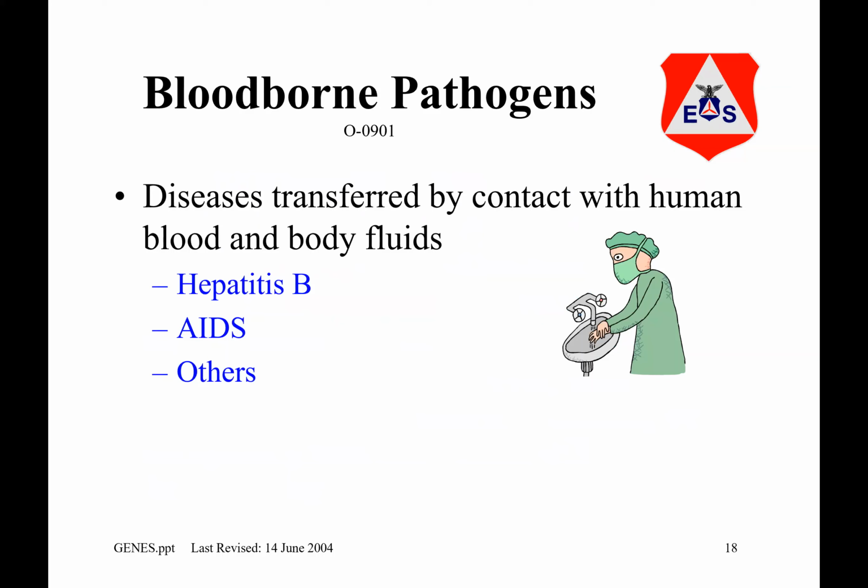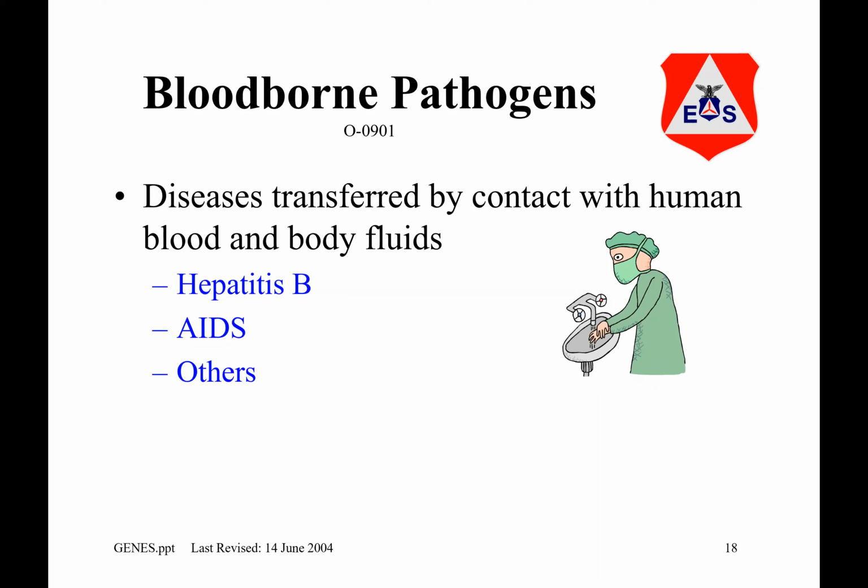Bloodborne pathogens. We've heard a lot about that in COVID. I'm a nurse by profession, so this is second nature to me. Diseases are transferred by contact with human blood and body fluids. Somebody sneezes, you have cuts, they bleed, somebody throws up and you're cleaning it. There's blood and body fluids. You can get hepatitis B, AIDS, coronavirus. Lots of diseases are transferred that way. But basic, simple precautions will help prevent the transmission.